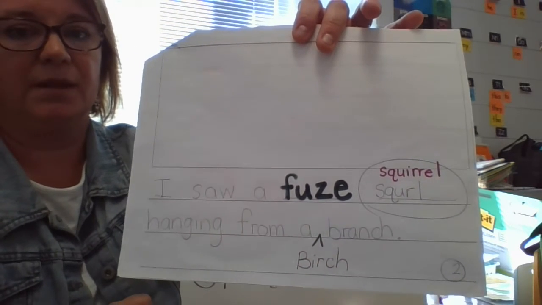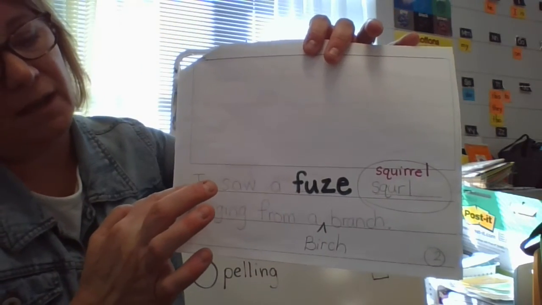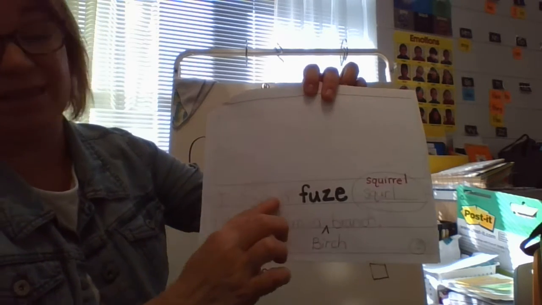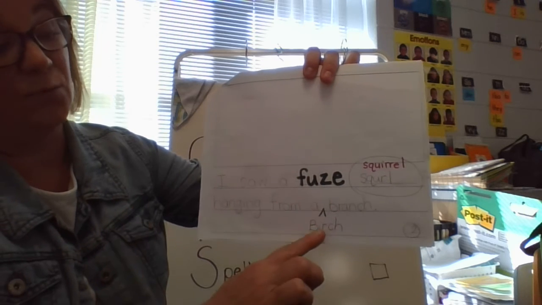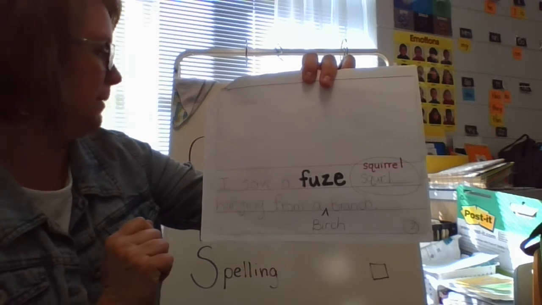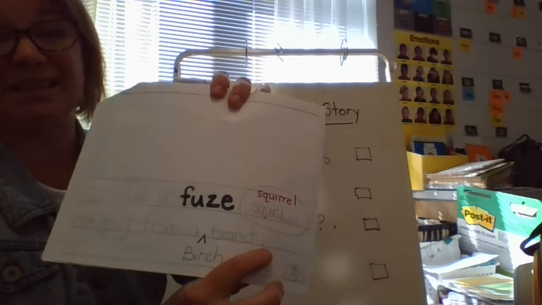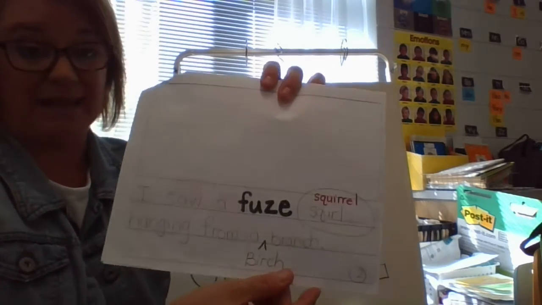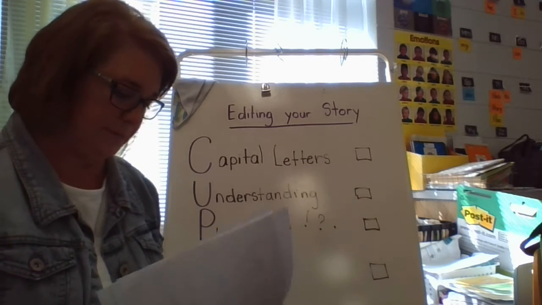Okay, so when I look at this page, I see I have a capital letter. Like on my checklist, I have a capital letter. When I read the story, it made sense when I read this page. I even added another word to make sure people knew what branch he was hanging from, what kind of tree. The punctuation, I chose a period because I'm just telling you what I saw, okay? And then my spelling, you can see how I fixed that up. Okay, so now let me show you page 3.